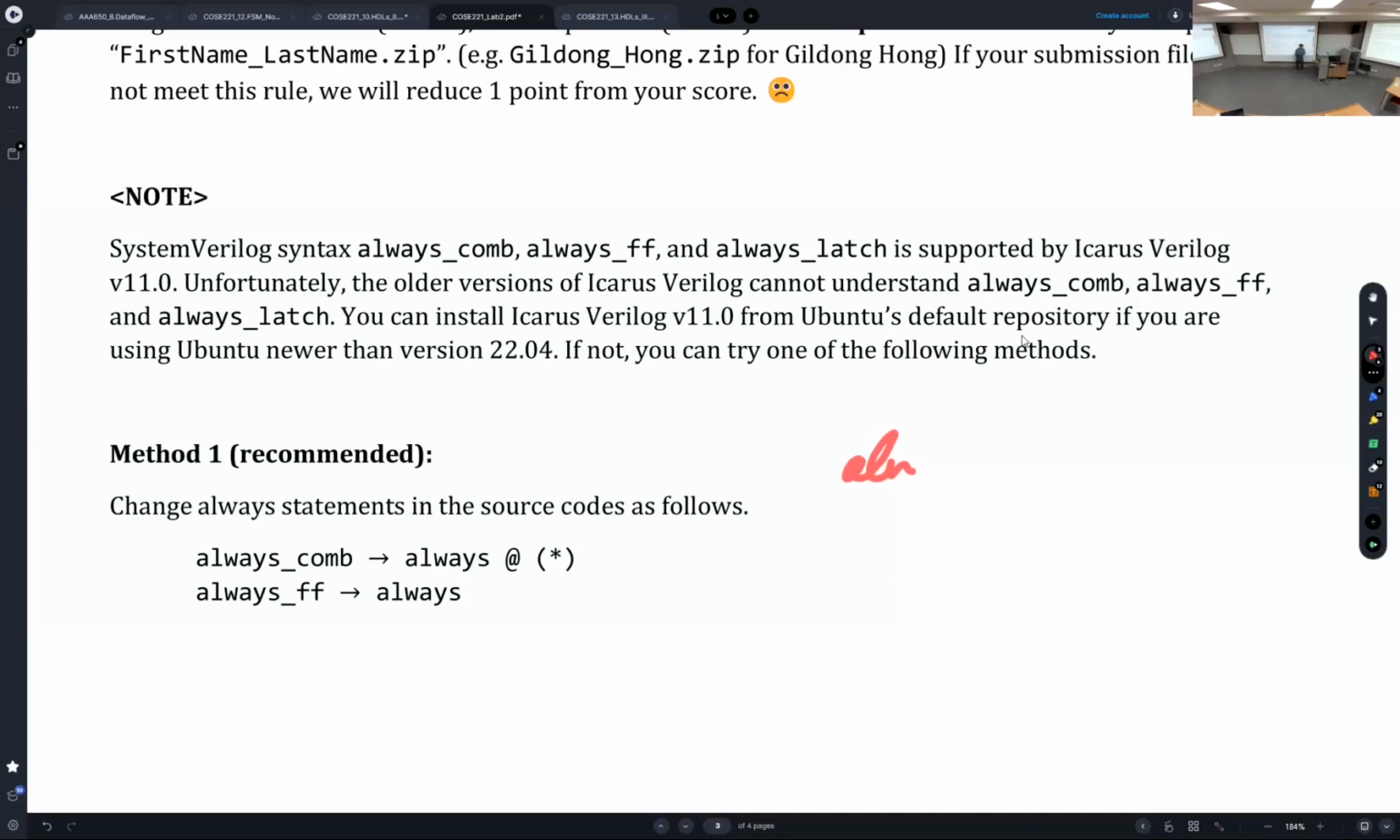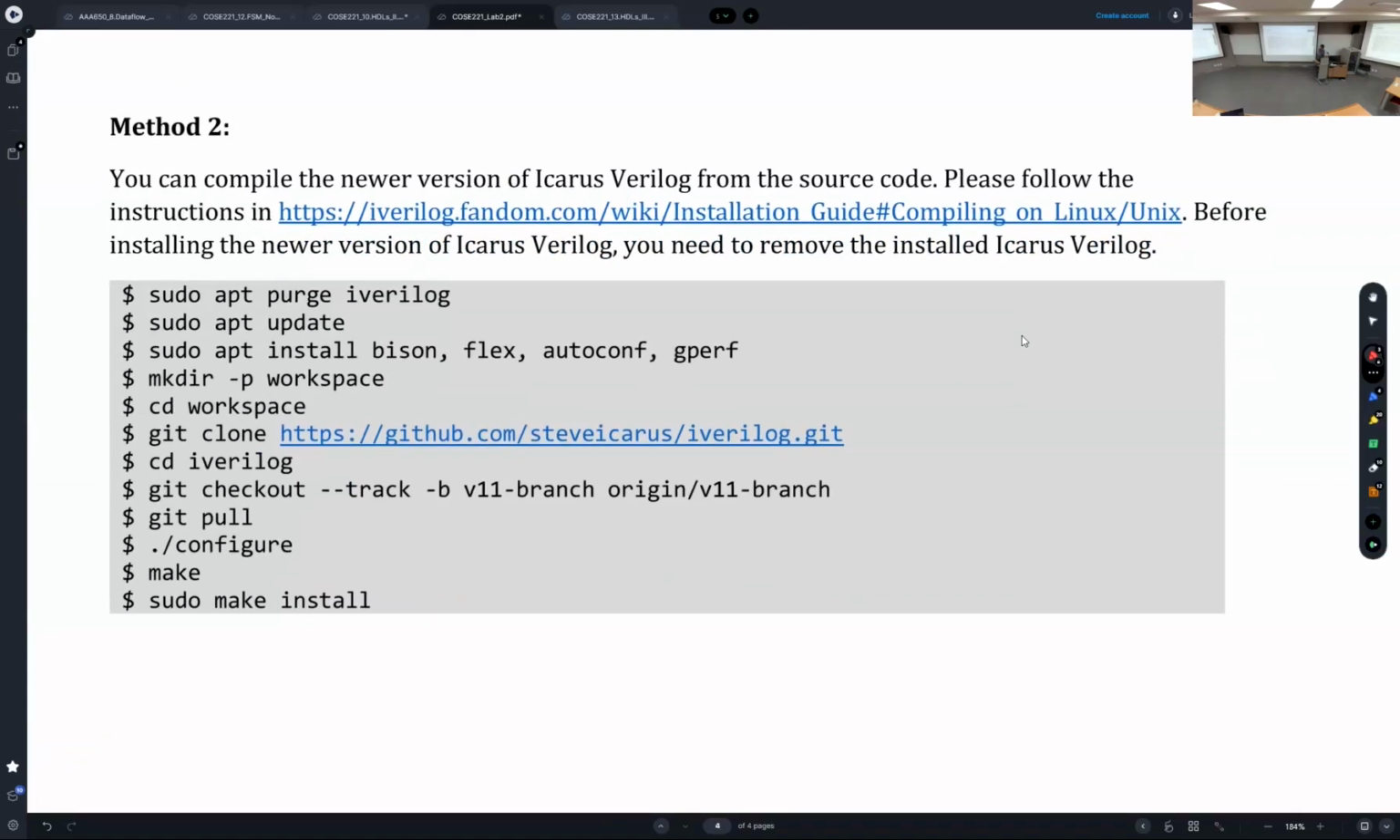So that is the recommended method. And then if we want to install the newer version of Icarus Verilog on your operating system, then you can download the source code and compile it by yourself. Then you can generate the binary file of Icarus Verilog. This is the second method, but you need to compile the source code of Icarus Verilog by yourself.